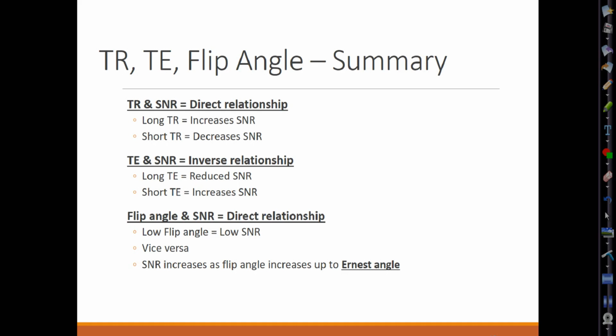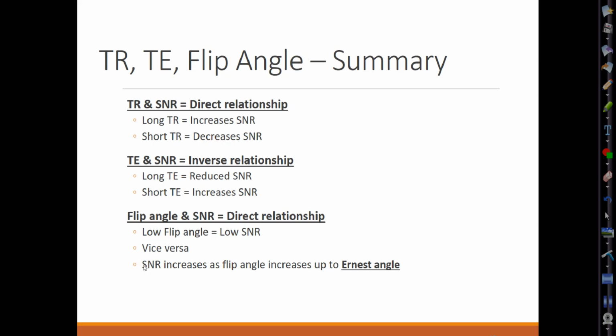So in summary, here it breaks down TR, TE, and flip angle. TR and SNR are a direct relationship. So the longer the TR, the higher your signal. TE and SNR, it's an inverse relationship. So the longer the TE, the more decay happens, and you're going to reduce your signal. And then we're back to a direct relationship with flip angle and signal. So a lower flip angle, like a 10-degree flip angle, will have less signal than a 90-degree flip angle.